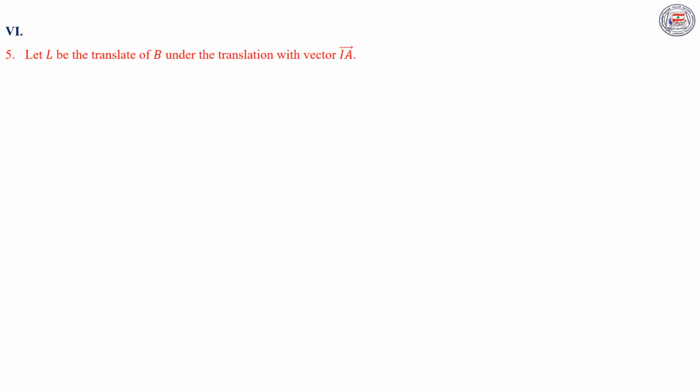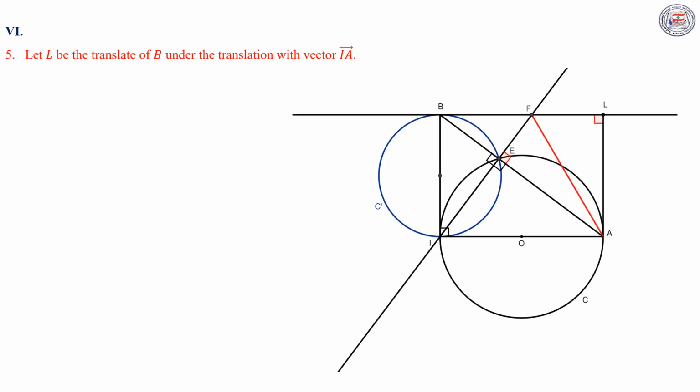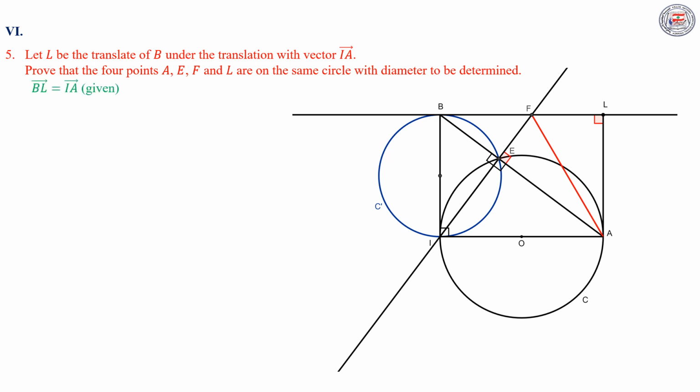In part 5, let L be the translate of B under the translation with vector IA. That means the vector BL is equal to the vector IA. We have to prove that the four points A, E, F, and L are on the same circle with diameter to be determined. That means we have to find two right angles from these four points. From this given, the vector BL is equal to the vector IA, and from the given, the angle BIA is equal to 90 degrees. Then we can deduce that the quadrilateral AIBL is a rectangle.